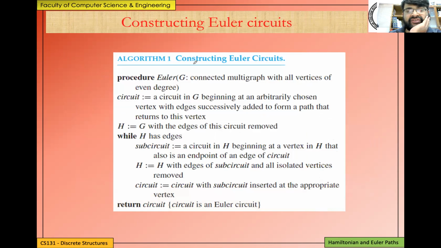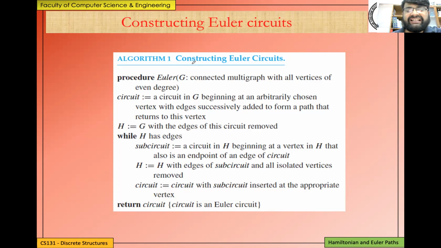So how do you construct Euler circuits? What's the algorithm here? This is something that I have skipped so far, mainly because I thought that you did not know programming. But since now you're aware of programming and you already are aware of while loops and other statements, I'll try and explain this particular algorithm to you in this lecture.